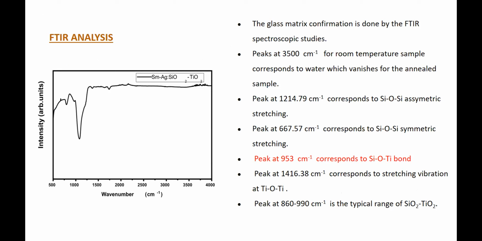FTIR analysis was done to confirm the matrix formation, and the glass matrix confirmation is done by the FTIR spectroscopic studies. There were peaks at 3,500 centimeter raised to -1 in the room temperature sample, which corresponds to the water which came from the ethanol. Our ethanol is only 99% purity, and there is some water content in it, and that is accounted for in the FTIR. And the peak at 1,214 centimeter raised to -1. The main, characteristic peak is the peak at 953 centimeter raised to -1, which is the Si-O-Ti bond, and the peak at 1,416 corresponds to the stretching vibration of Ti-O-Ti, and the peak at 860 to 990 centimeter is a typical range of SiO2 and TiO2 matrix.